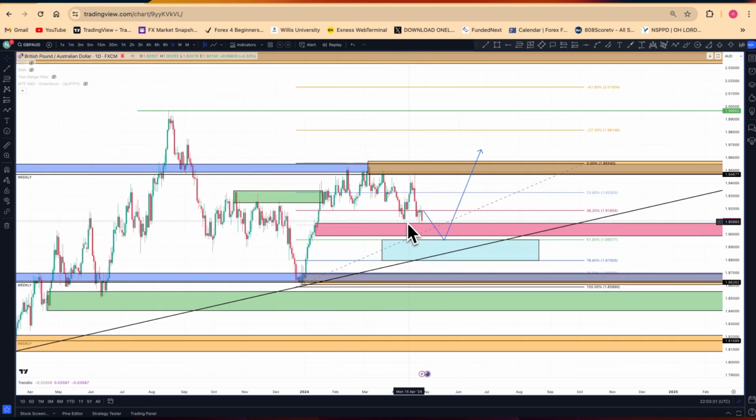So what am I expecting to see? I'm expecting AUD pairs to be weak starting from next week. Not all of them at the same time, but a few to be weak starting from next week. Something like EURAUD, GBPAUD, AUDCAD. I expect them to be very, very weak from next week.